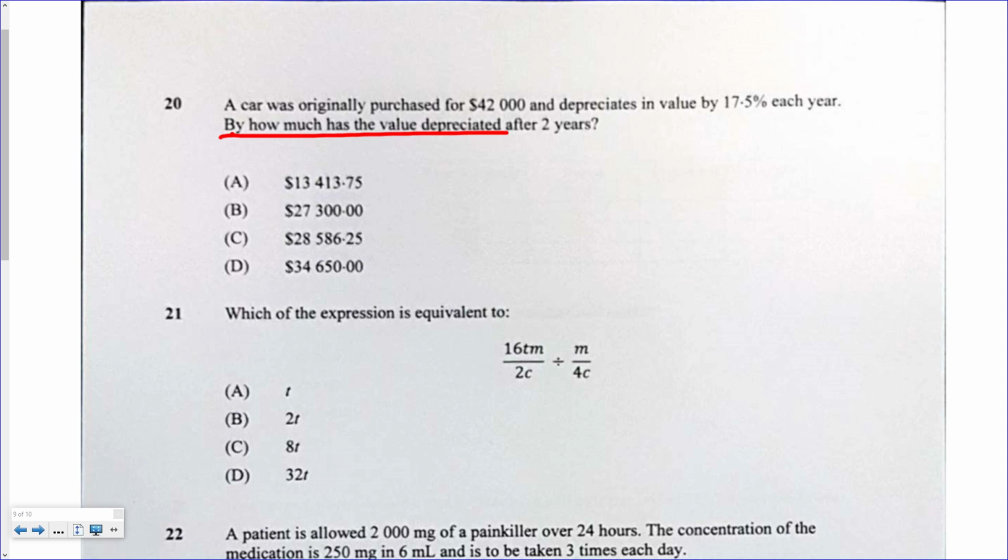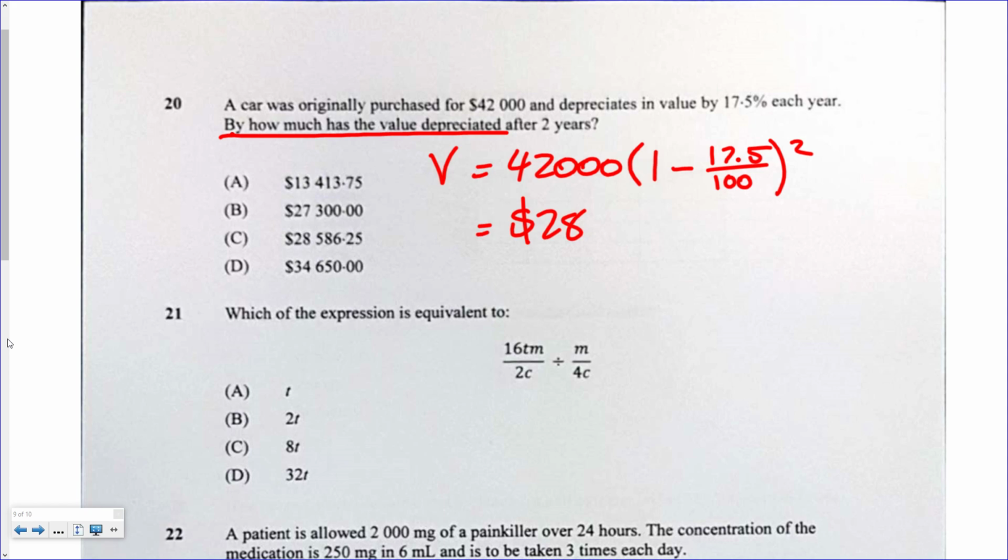So we are still going to need to find the value, but that's not going to be the answer. That's like the dummy answer. That's actually going to give you the answer for C. You'll see in a second. We're trying to see how much it went down by. So let's put this into our depreciation formula, which is basically like compound interest except with a minus. So this is going to be 42,000 times (1 minus 17.5 over 100) to the power of 2, which equals $28,586.25.